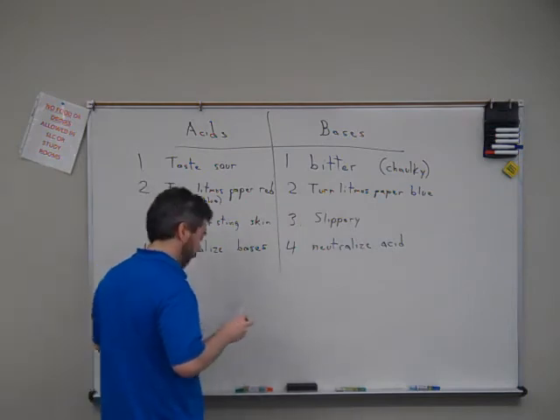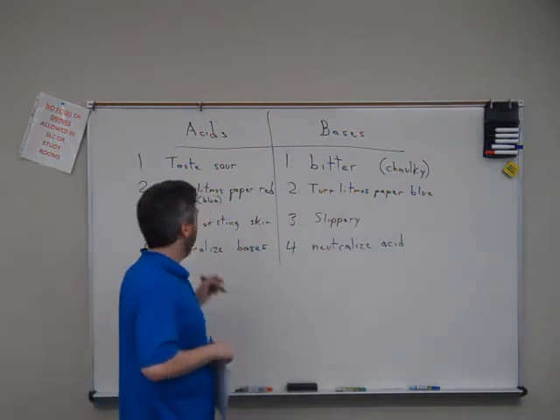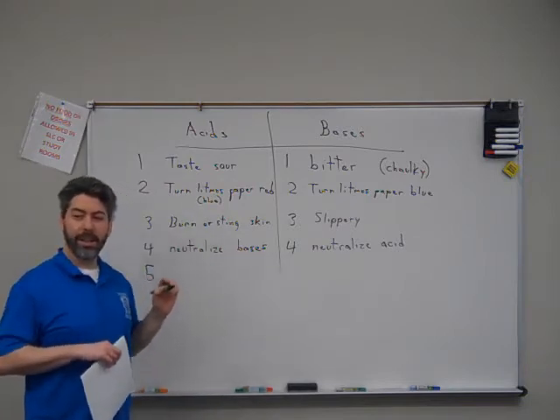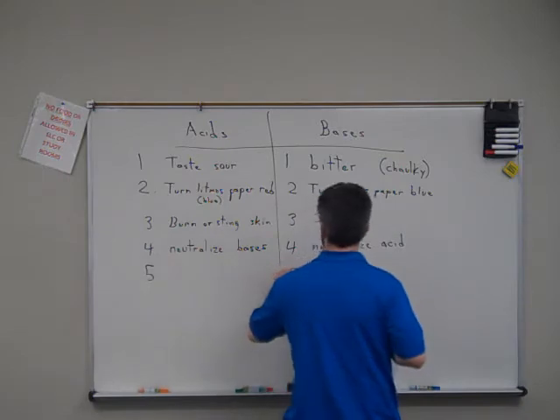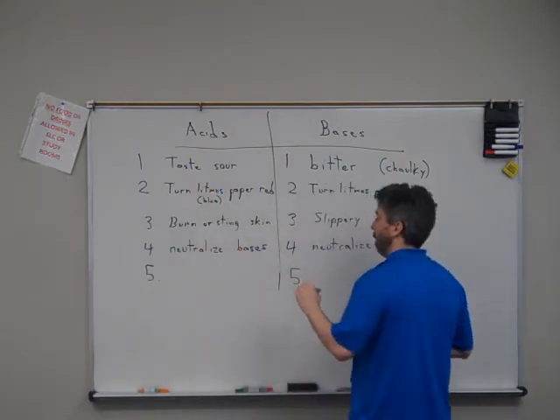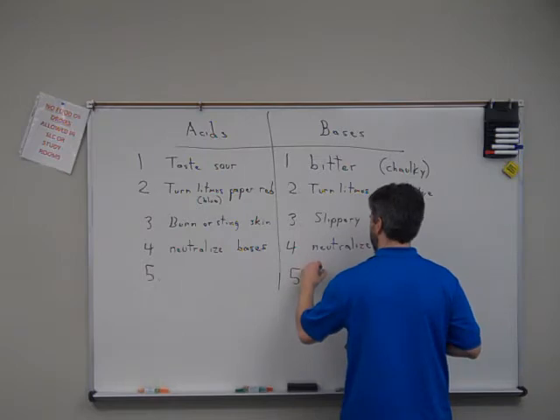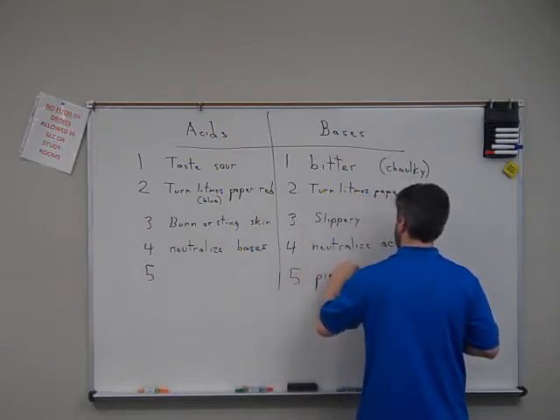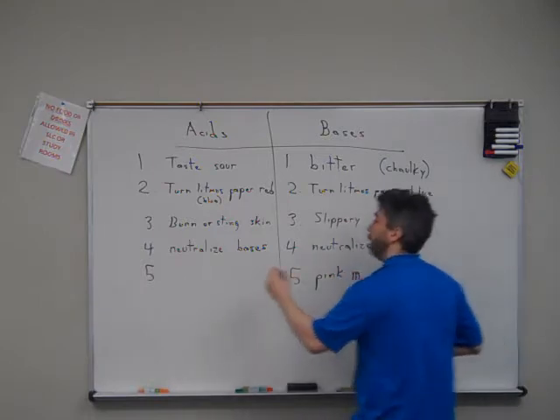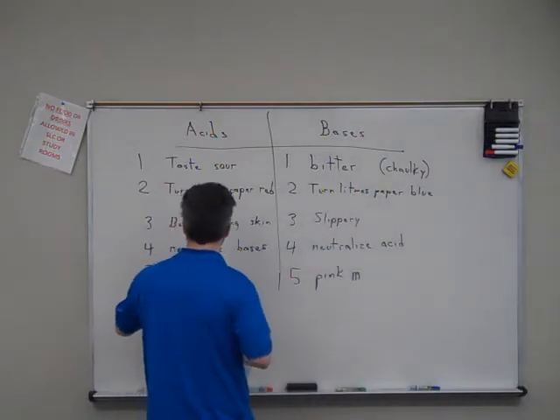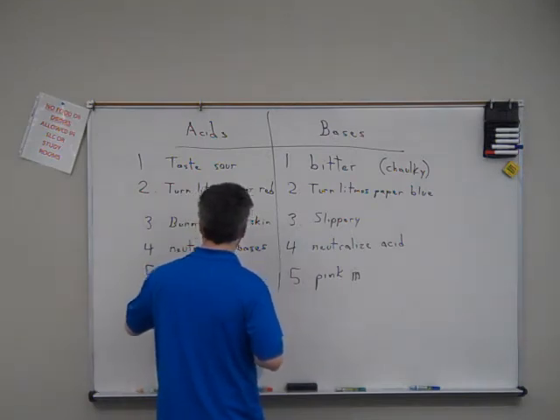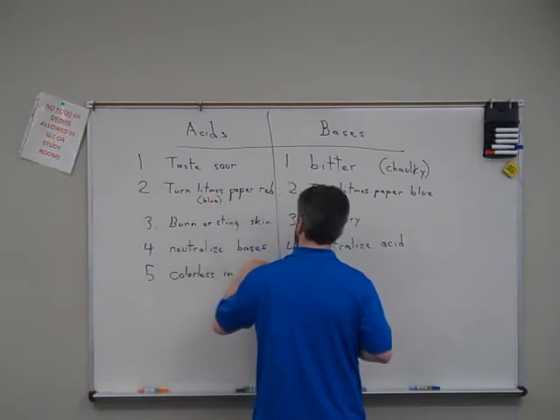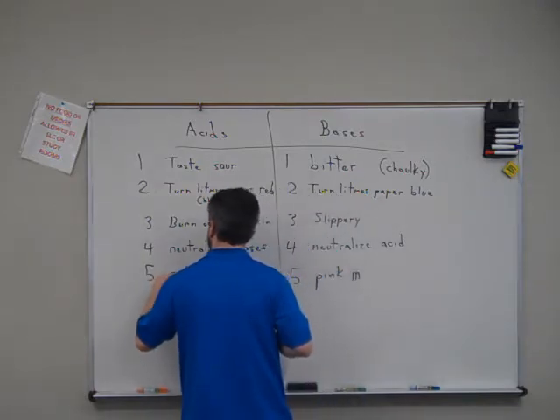One last one to consider is, what color are acids in the presence of phenolphthalein? Well, acids are not red. In phenolphthalein, bases are pink. Acids are actually colorless in the presence of phenolphthalein.